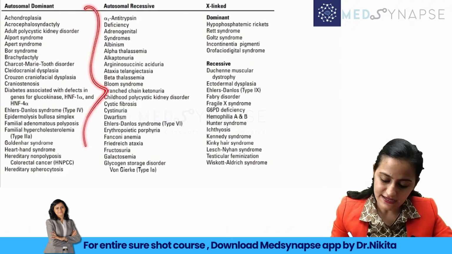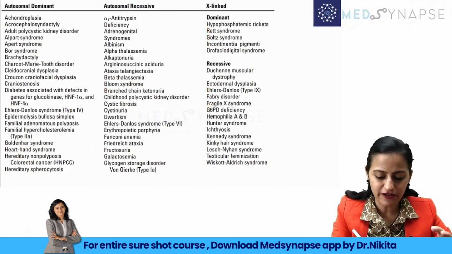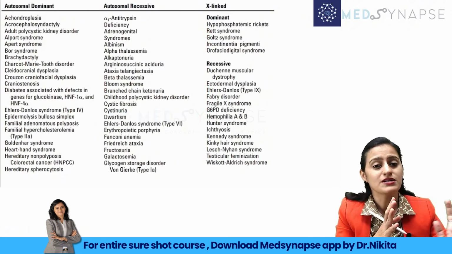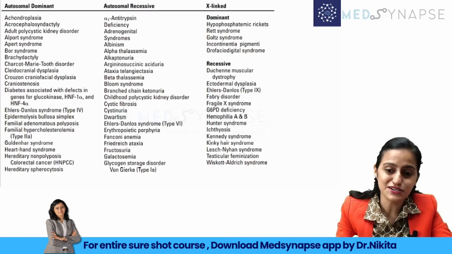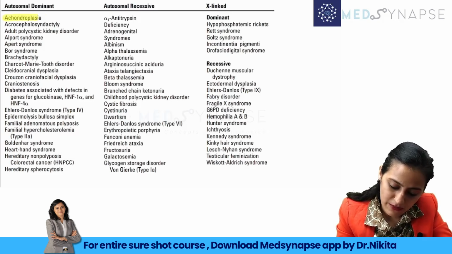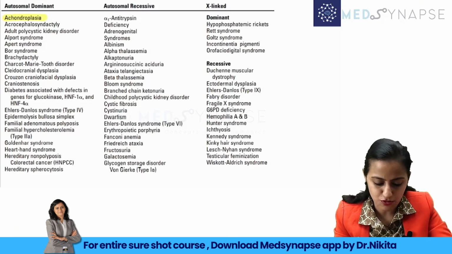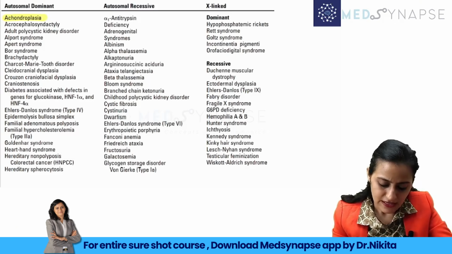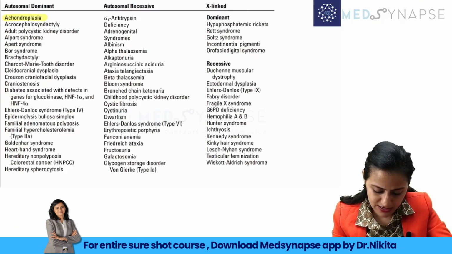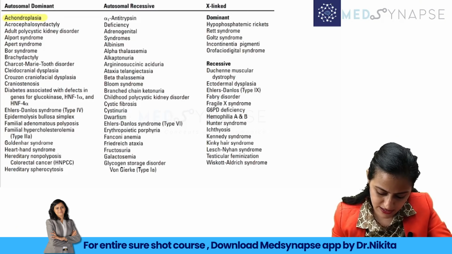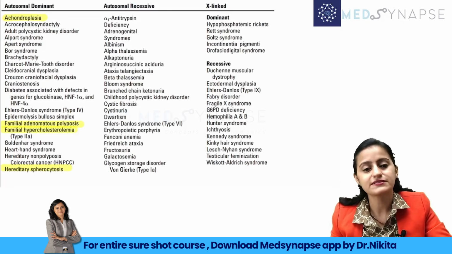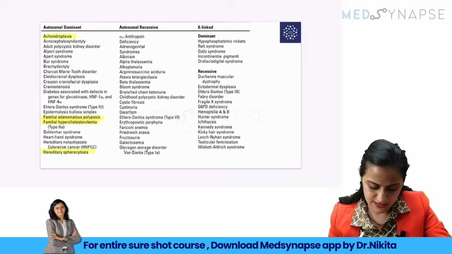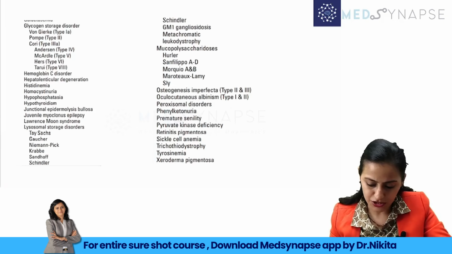Now this is the exhaustive list of all the disorders. Whenever you want to see the extra disorders or whatever disorders we have learned, try to hunt for them in this list here. That's your homework. Like autosomal dominant achondroplasia, that's a dwarf person there, right? Then you have the other disorders that I see here, familial adenomatous polyposis, familial hypercholesterolemia, hereditary spherocytosis. This is autosomal dominant.